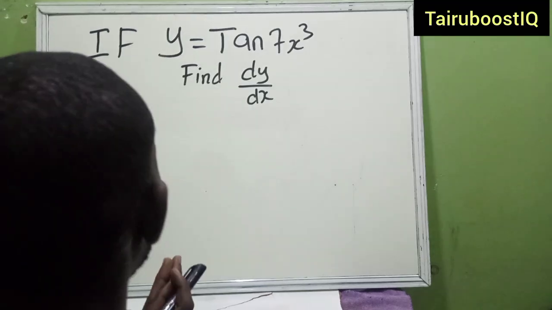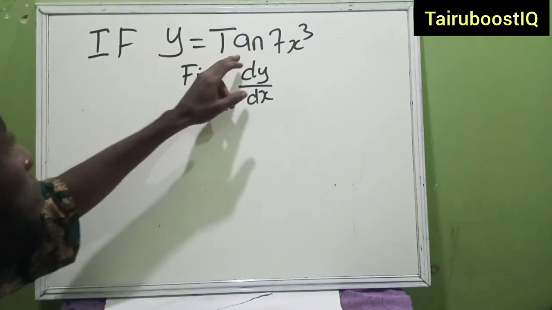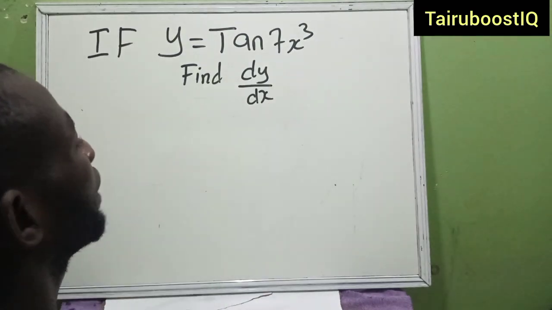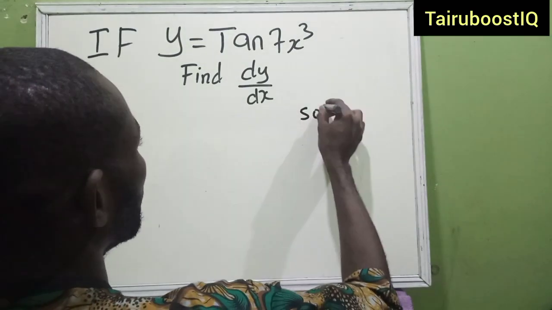Let's continue with our calculus. We are given that y equals tan of 7x raised to power 3, and we should find dy over dx. So we are going to start with the solution.